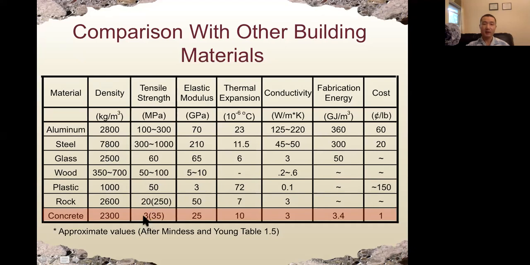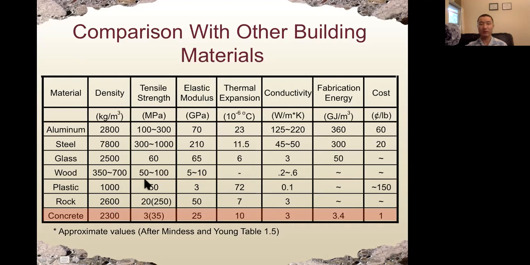Strength-wise, the compressive strength of normal concrete is only around 30 to 40 megapascal, or around 5 KSI. Every 1 KSI is equal to 7 megapascal, which is much lower compared to steel.